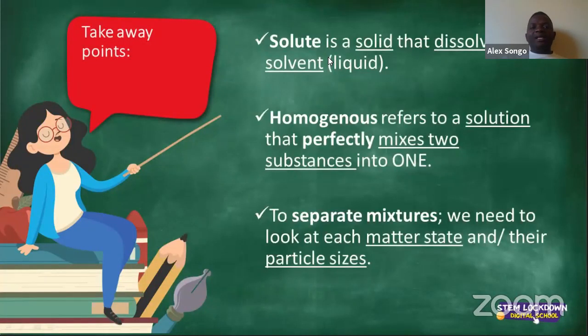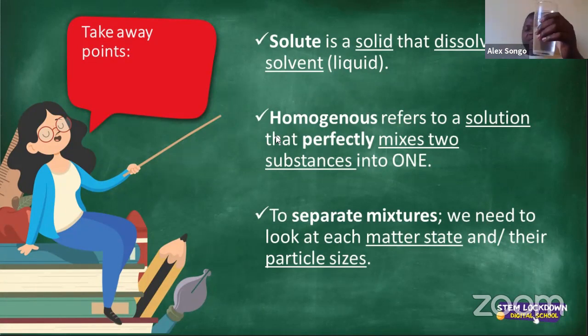So ladies and gentlemen, what are the takeaway points from this lesson? Number one, a solute is a solid that dissolves in a solvent. So a solute is what? It is a solid, which is salt. It dissolves in what? A solvent, which is a liquid, which is water, right? So let's repeat. This is a solute. It's a solid, it's salt. It dissolves in a solvent, which is a liquid, and that is water.